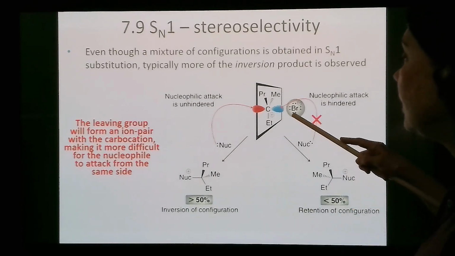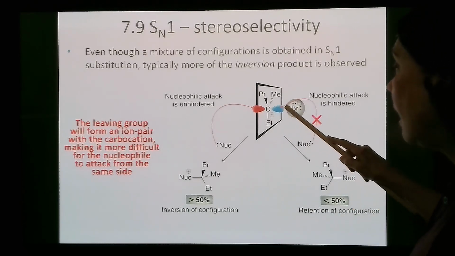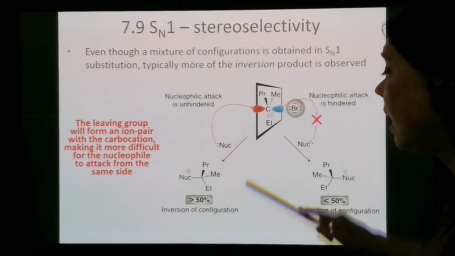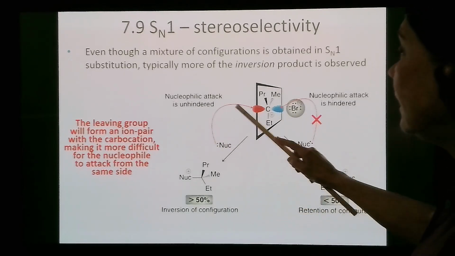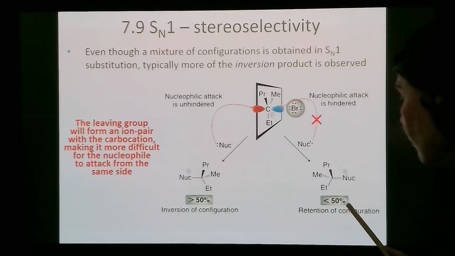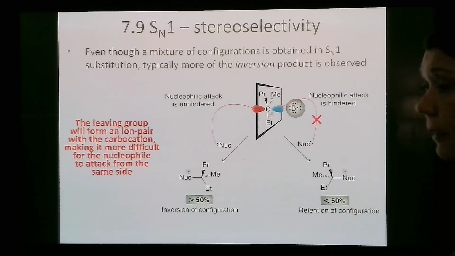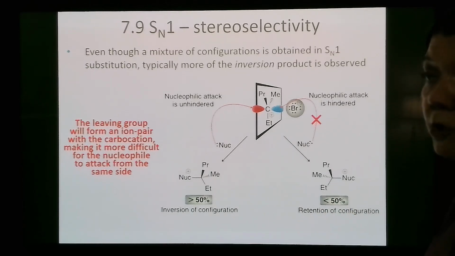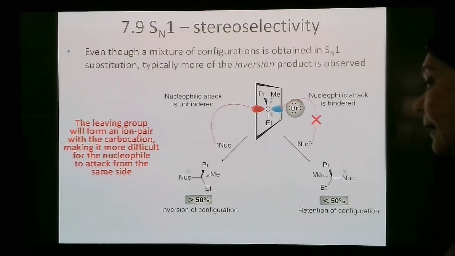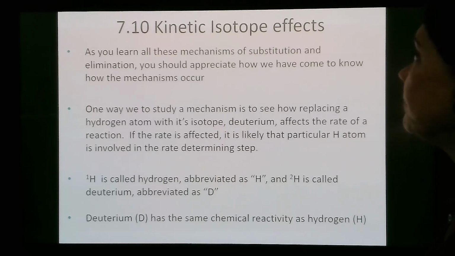And so here it's demonstrated as the bromide departs, the nucleophilic attack here is hindered, but here it's easy to come in from the other side. And so you'll see, a tiny change. Sometimes it's just a 1% difference. Sometimes, I think the largest I've ever seen is a 5% difference. It won't be huge. But this is the explanation that's given for that.